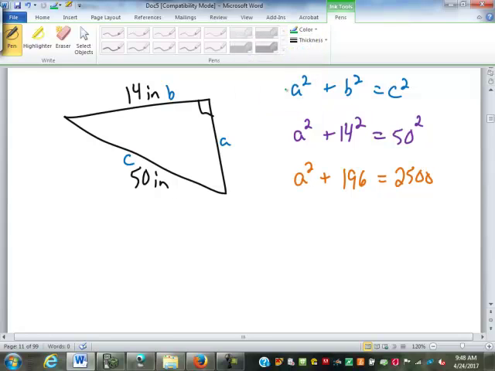Now I'm solving an equation. I'm solving for A. Have to get rid of everything else. If you think back, remember we asked what's been done to the variable A. Well, A has been squared and then 196 has been added to it. To take it apart, we have to reverse that order. So we subtract 196, so that A squared equals 2,304.